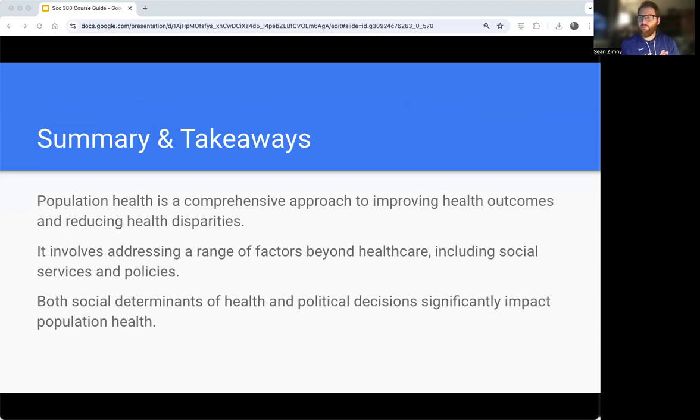Finally, just some key summaries here that you can take a look at. Population health is a comprehensive approach to improving health outcomes and reducing health disparities. Again, looking at specific populations, specific groups in our communities. Population health involves addressing a range of factors beyond healthcare, including social services and policy. Things like mental health services, disability services, and access. And then both social determinants of health and political decisions significantly impact population health.